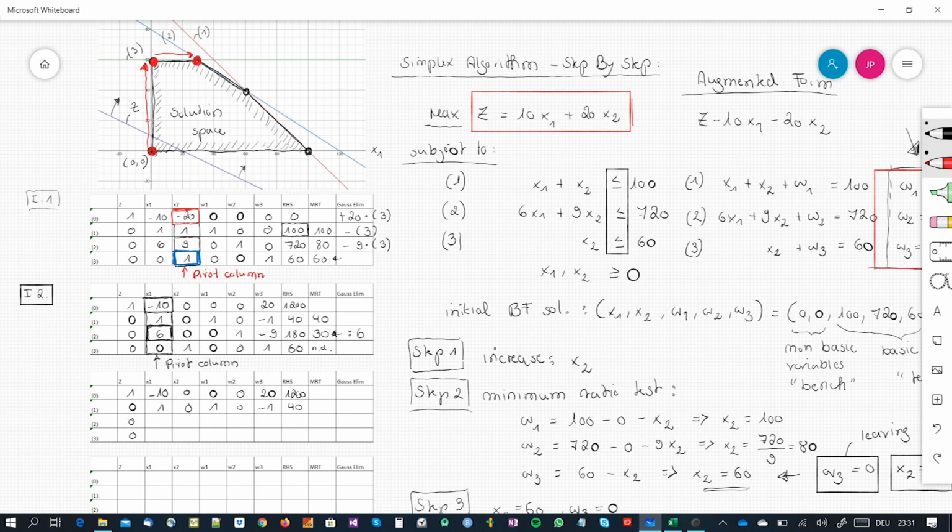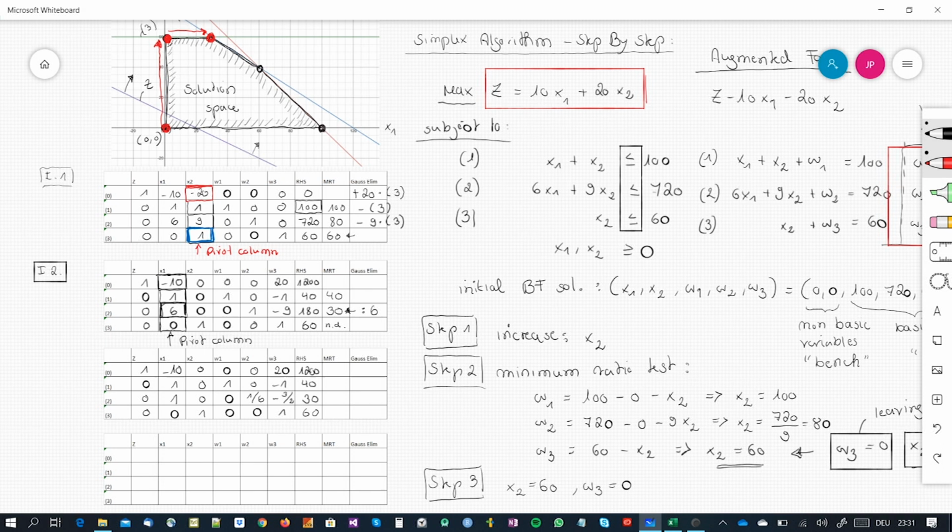And now I divide our pivot element row by 6, so I have for the x1 a 1 here, 0, 0, and 1/6 for the slack, and minus 9 divided by 3 is 3 divided by 2, and 180 divided by 6 is 30. So we can work with them. Just shortly, the third constraint still has the following coefficients.